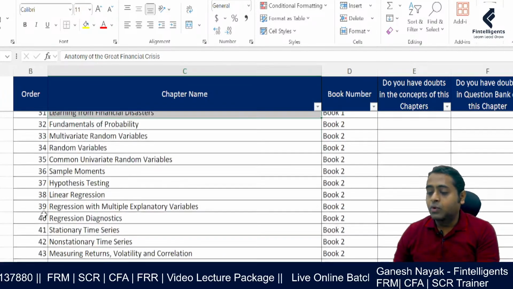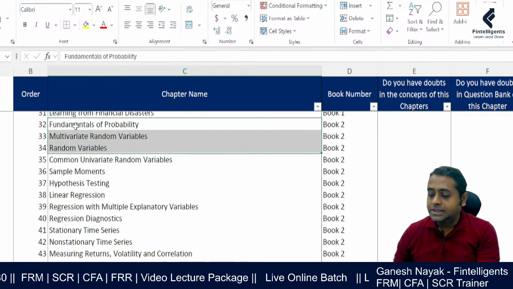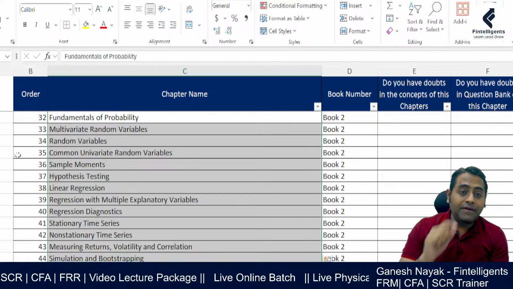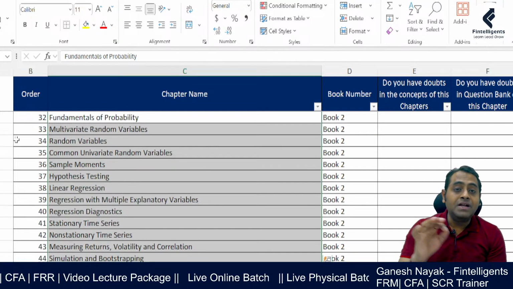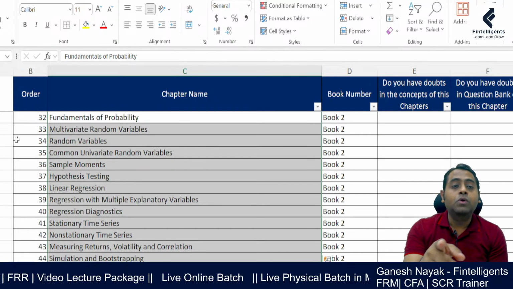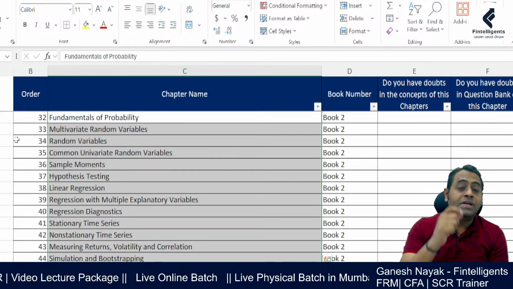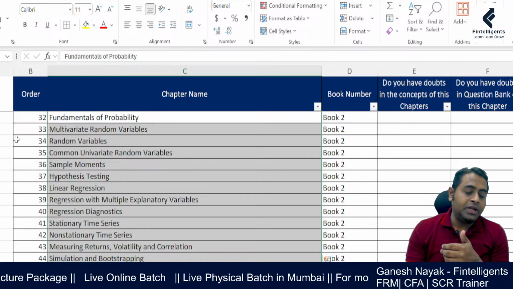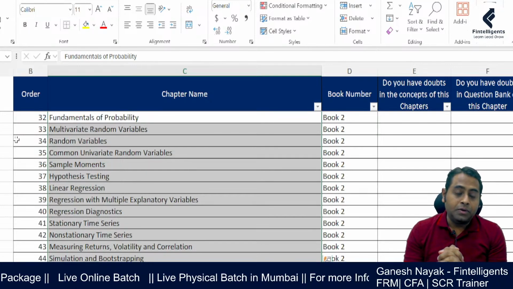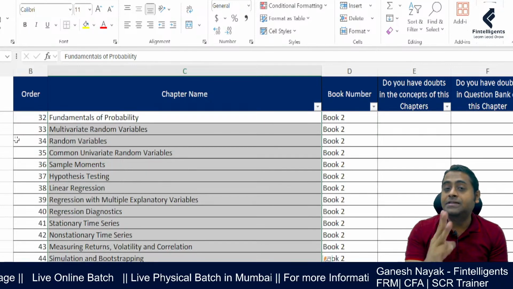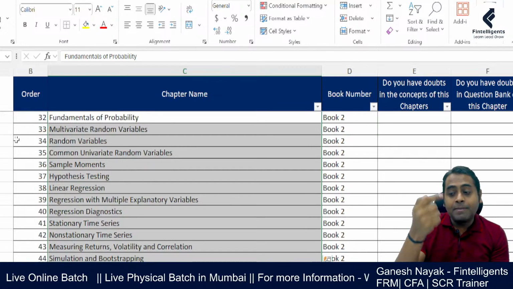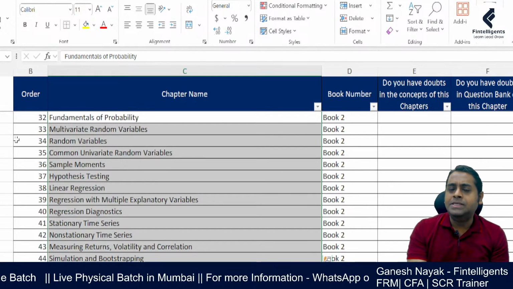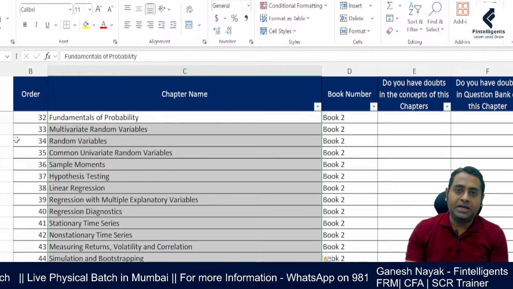Then, when you look at book 2, these are all chapters from book 2, almost 13 chapters. But what I've done is, immediately after fundamentals of probability, I have connected it to multivariate random variable. The reason being, these chapters are connected to each other, and both are important. You will find at least 3 questions from fundamentals of probability and multivariate random variable together in the exam, and 2 mostly are going to be easy, but 1 question is going to be very, very tough.